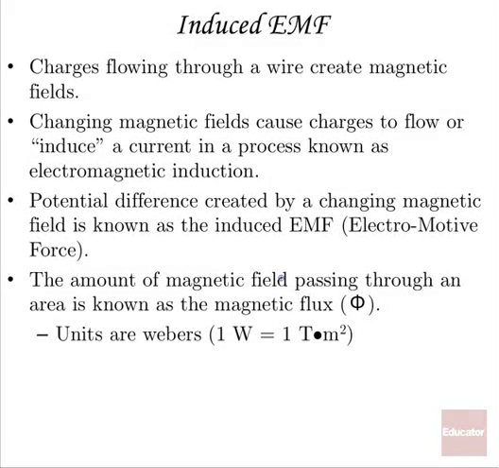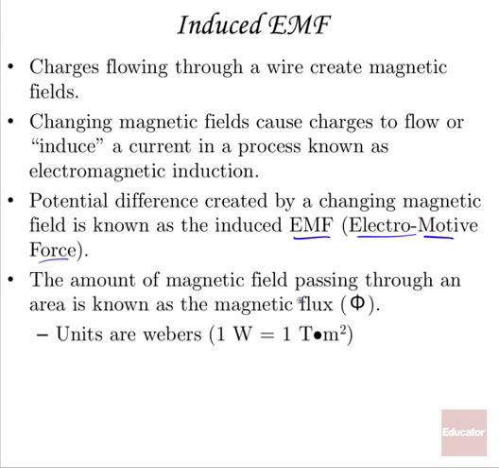All right, so induced EMF, or electromotive force. Charges flowing through a wire create magnetic fields. Now, changing magnetic fields can cause charges to flow. They induce a current in a process known as electromagnetic induction. The potential difference created by that changing magnetic field that causes the current to flow is known as the induced EMF, or electromotive force. Now, don't get fooled here. Even though it says electromotive force, it's not really a force. It's a potential difference. It's a source of potential difference that causes current to flow.